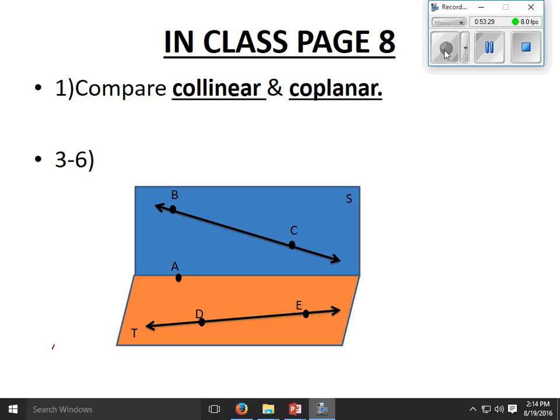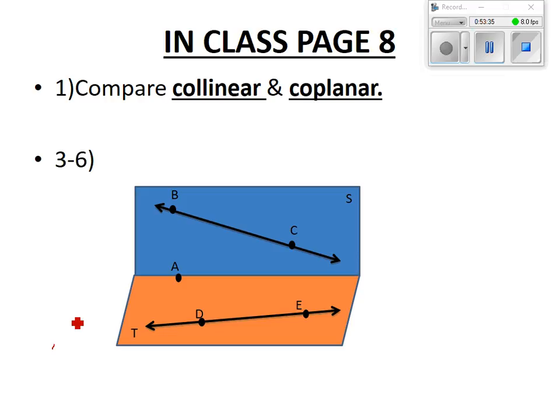Compare collinear points and coplanar points. All right, so compare for me collinear points and coplanar points. Show me how I can write out a comparison here. Collinear is on the same line, and coplanar is on the same plane. On same line. On same plane.